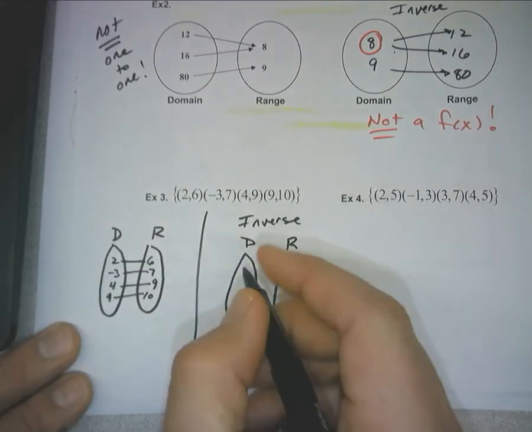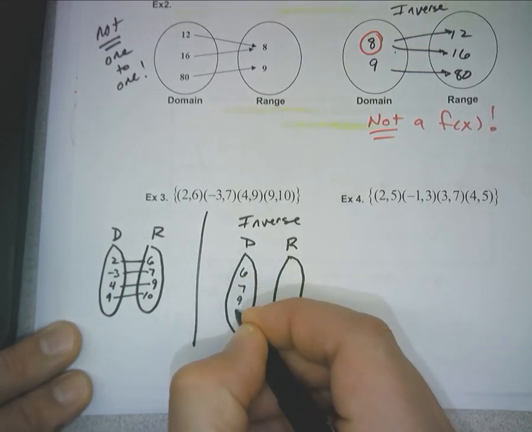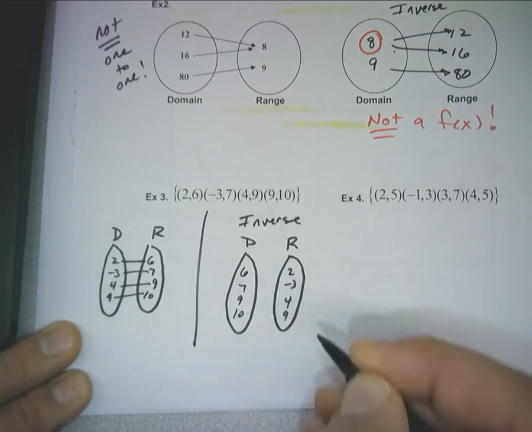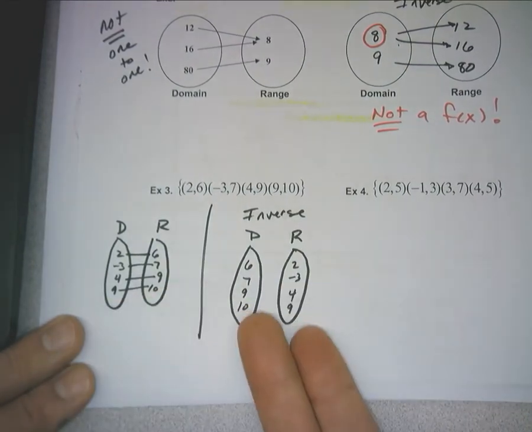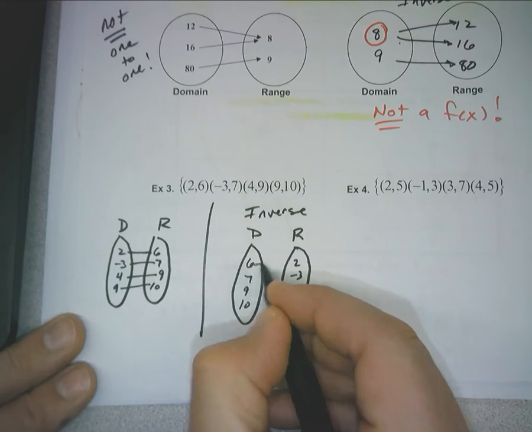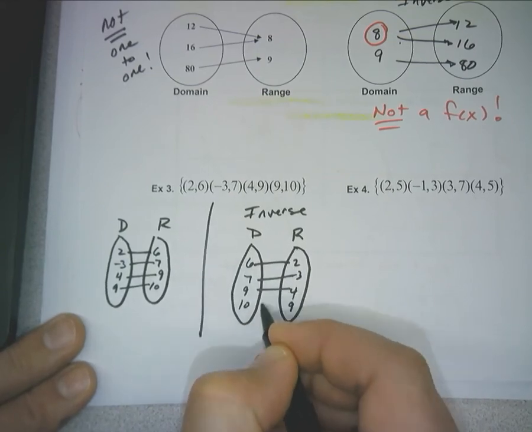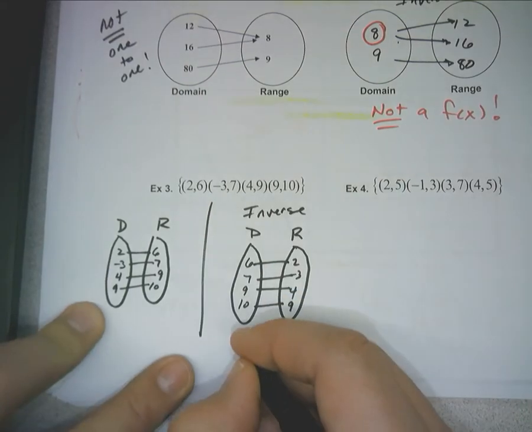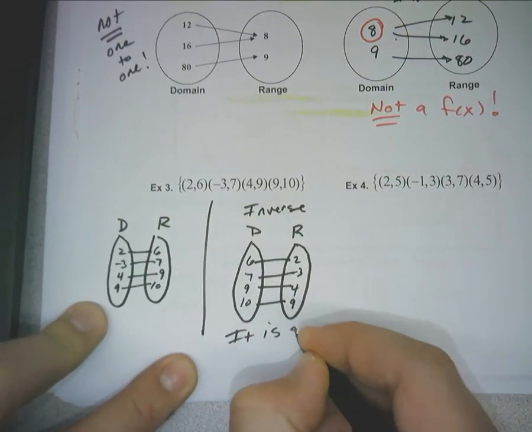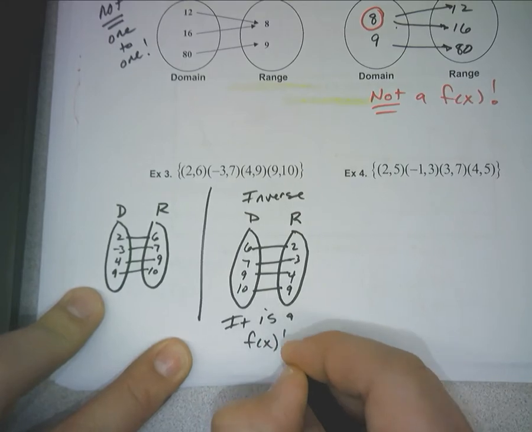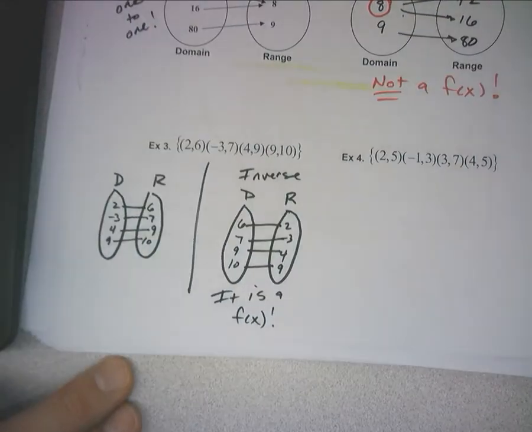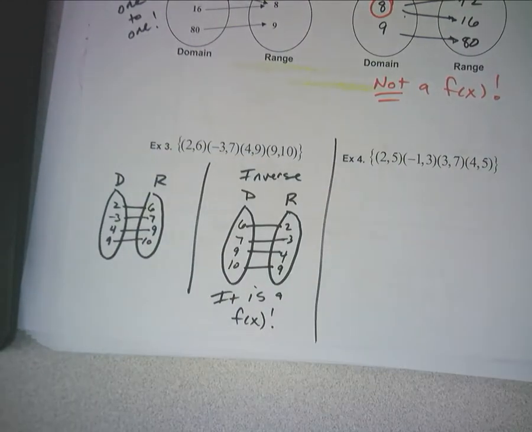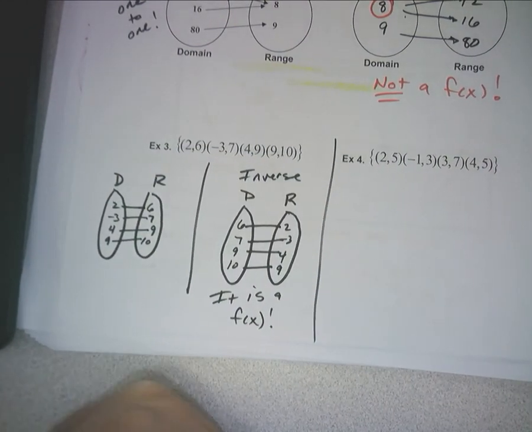So if I flip flop these, now I have 6, 7, 9, and 10 are my domain, and 2, -3, 4, and 9 is my range. I just took the bubbles and flipped them. And now 6 goes to 2, 7 goes to that. So this one's 1 to 1, like Joe said, and now this is a function, guaranteed. Okay. So that's one way to do it. You don't have to rewrite it like the bubbles, but it might help you.